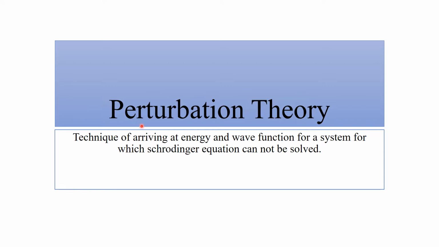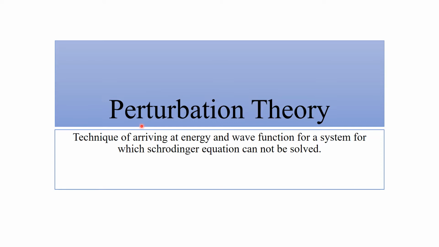Perturbation theory in quantum chemistry. Perturbation theory is an approximation method. Consider the case of a one-electron system, that is, the hydrogen atom. In this case, we get the exact solution of the Schrödinger equation.